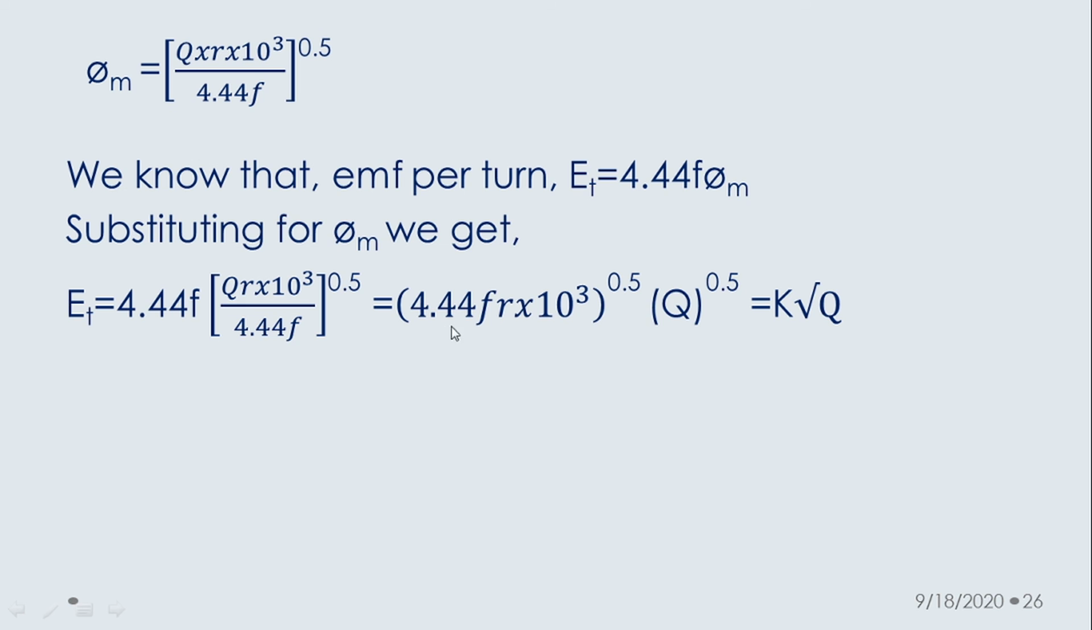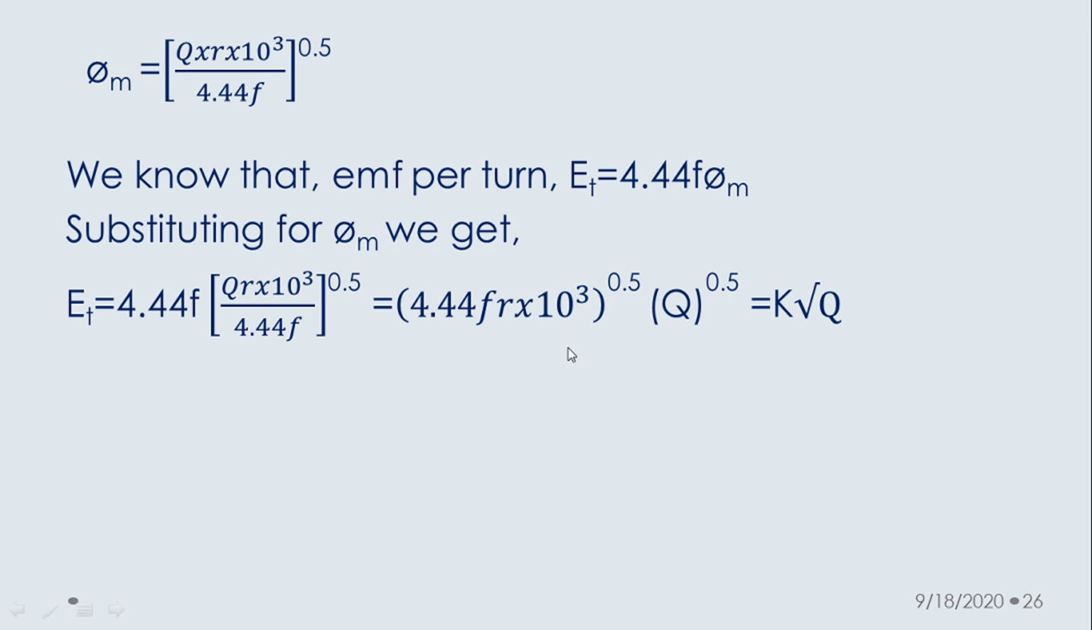Rearranging, you will be getting Et equals the square root of 4.44 F into R into 10 to the power 3, where Q is separated as Q to the power 0.5. Just rearranging this term, you can write it as K into the square root of Q, where Q to the power 0.5 is the square root of Q.